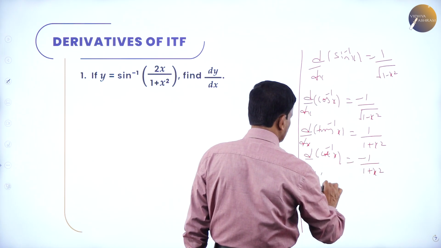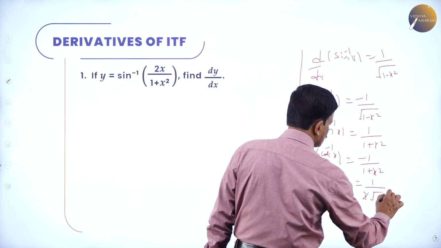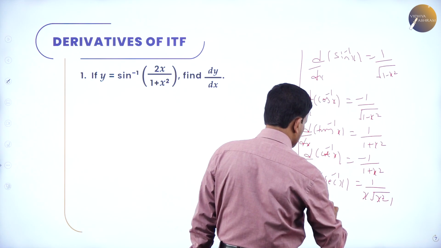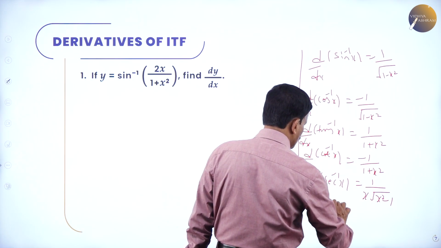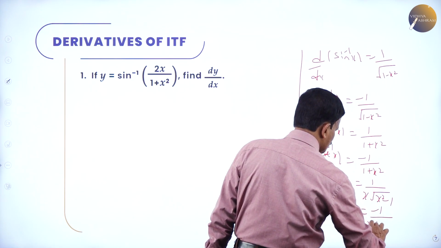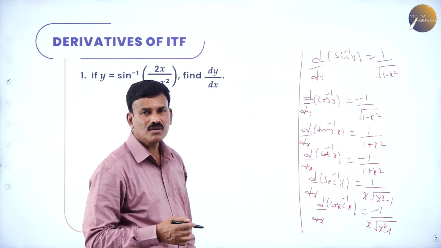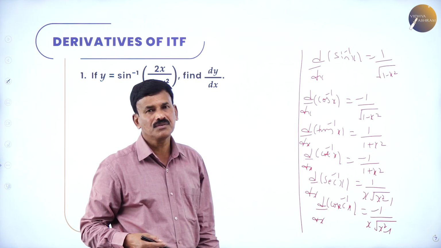and similarly d by dx of secant inverse x is 1 over x into root of x square minus 1, whereas d by dx of cosecant inverse of x is equal to minus 1 over x into root of x square minus 1. So, these are the list of formulas, derivative of inverse trigonometric functions.